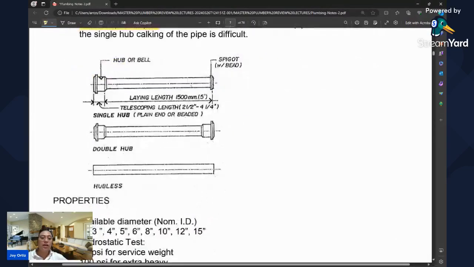So as we can see here, this is what we call the hub. Hub or bell po yan. And this is the spigot. So pag single hub, eto po siya, wherein meron siyang hub dito. And this is the spigot with bead. Telescoping length is 2.5 inches and 4.5 inches. So pag double hub naman, ito, both ends, meron po siyang hub. Pagka hubless, no hub at all.